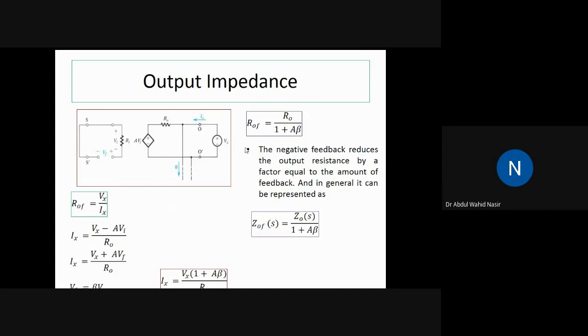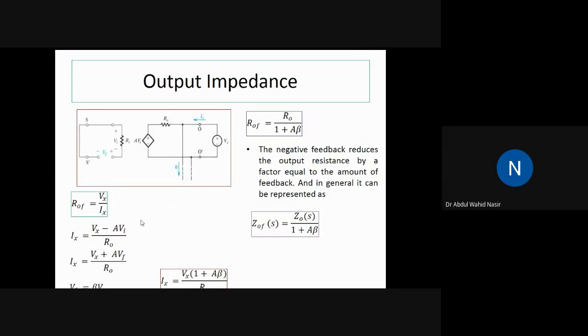So, from where are we getting this relation? Okay, so first thing is ROF. Take this one. ROF is equal to Vx by Ix. Now, you have the value of Vx, and also you have the value of Ix here. Okay, now substitute the value of Ix in this equation.